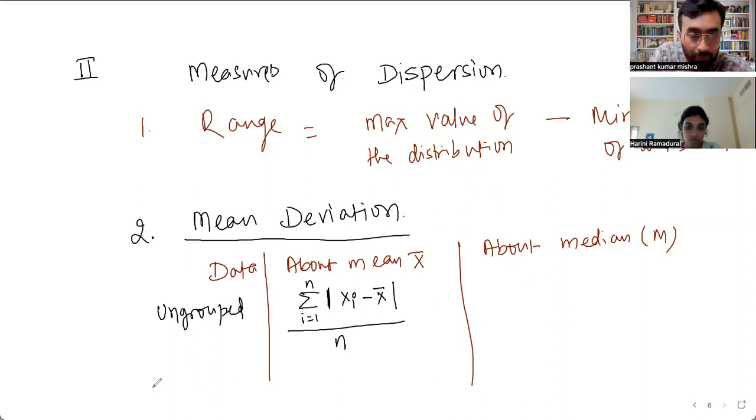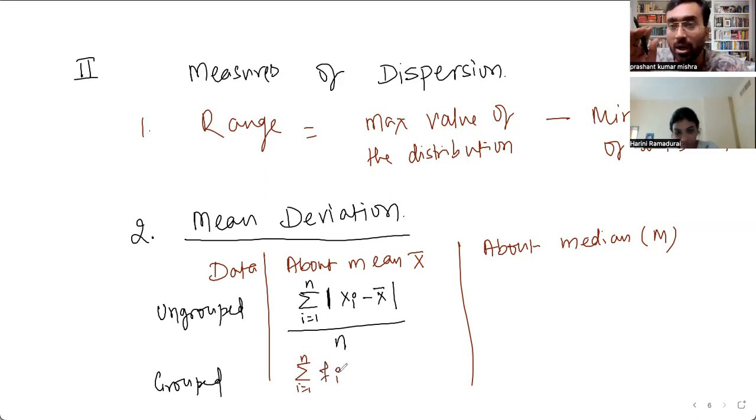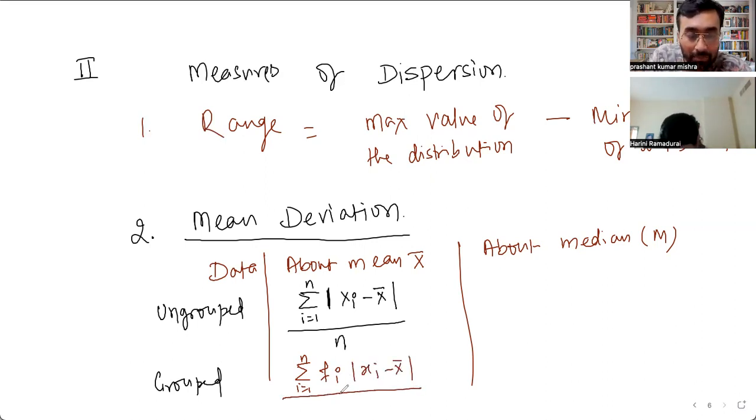But for grouped data, the only difference is that the frequency is multiplied, because grouped data is arranged in the form of frequency. So frequency is multiplied with everything we did before and divided by the summation of frequency, capital N. Capital N always means the summation of frequency, sigma fi. In the ungrouped case, we only have the number of terms.